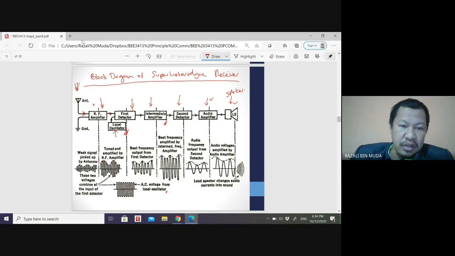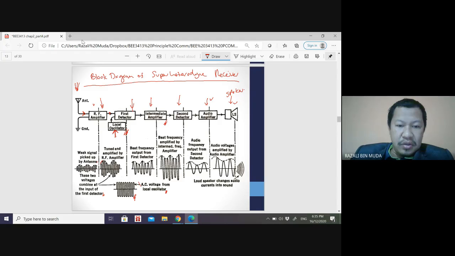So the output here, the amplified RF signal, is combined with the AC voltage from the local oscillator, the sine wave. This local oscillator produces an AC voltage so that it combines in the first detector. So these two voltages are combined at the input of the first detector. You have the signal combined with the signal at the first detector.